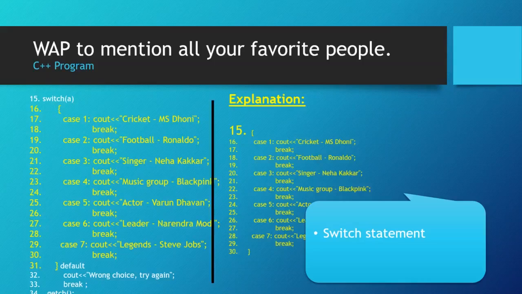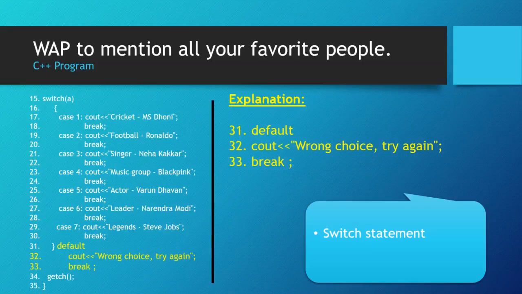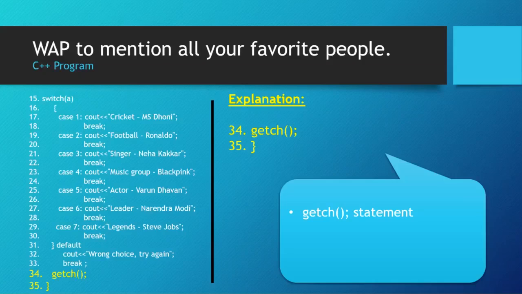Here you can see all the case statements. Default is used if any user enters invalid input, meaning any number outside the range of 1 to 7, as we have case statements for 1 to 7 only. For example, if any user enters 8, then the default statement will be printed: wrong choice, try again. Next is getch. It is used to pause the output screen, meaning until you press any key, the output screen will not vanish.